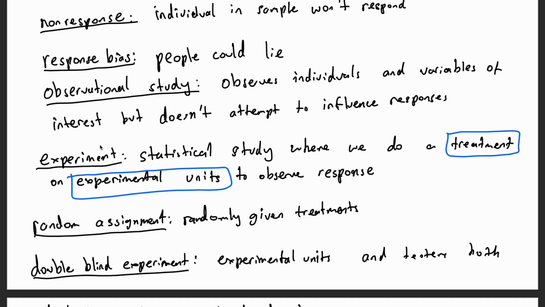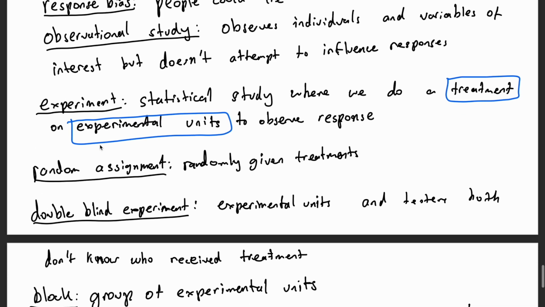For example, how quickly will you get rid of a cough with this new cough medicine. So that could be a response variable. So yeah, random assignment. These are a couple of extra vocabulary words that you need to know for the FRQs and the MCQs. Random assignment is essentially when each experimental unit is randomly given a treatment, right? So the testers don't get to choose who is given what treatment.